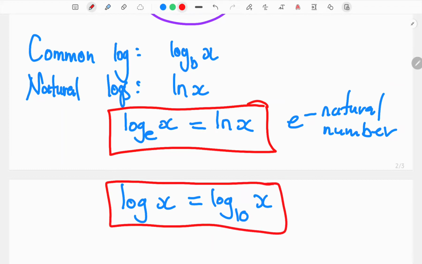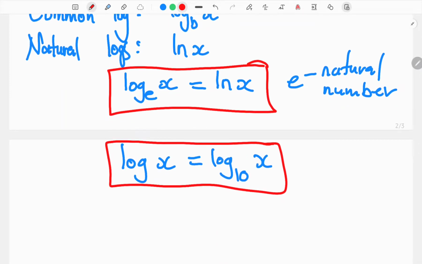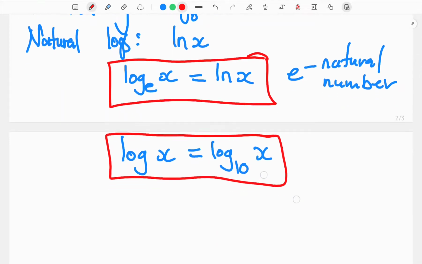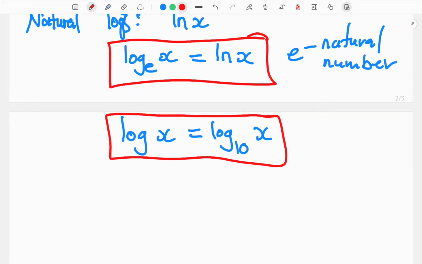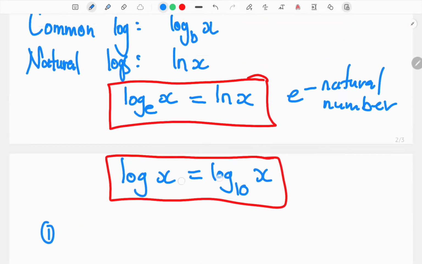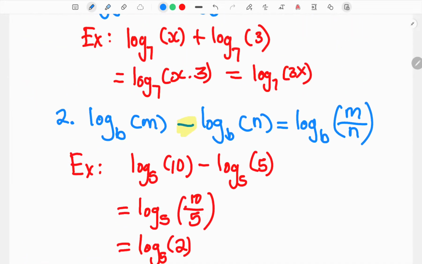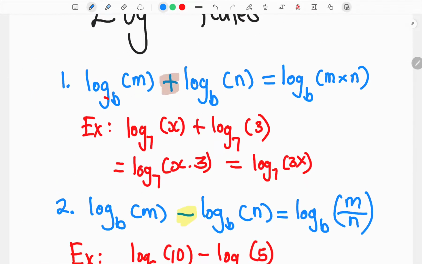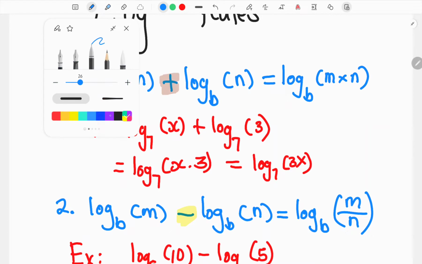The log rules that we just did also apply when you have natural logs. So law number 1, let's go back up there. In terms of natural logs, let's take the color purple, or another color which is unique. Purple is too close to blue, so let's use orange.